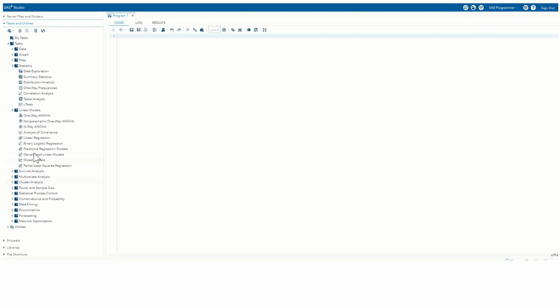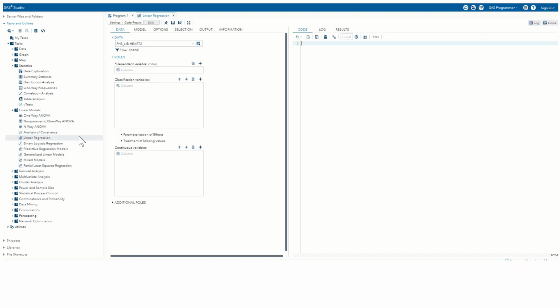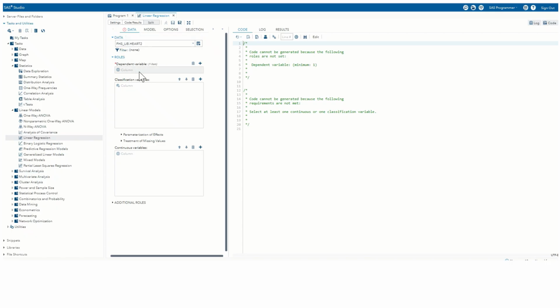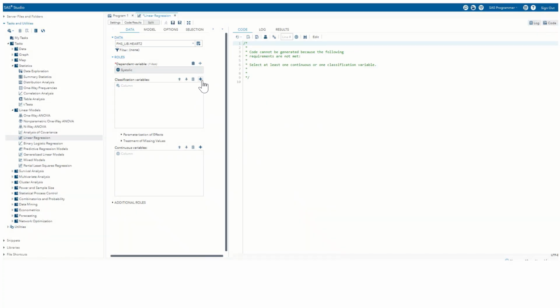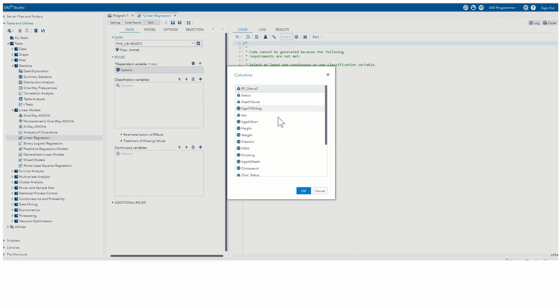In Tasks and Utilities, under Task, under Linear Models, double click on Linear Regression again. We will still be using the HEART-2 dataset over here. And let's choose systolic blood pressure as our dependent variable, our response variable again, our outcome of interest. And let our classification variable, which will be the categorical variables, be number one, sex.